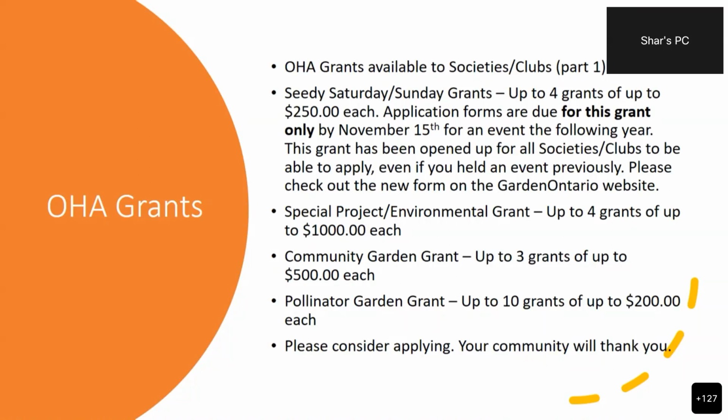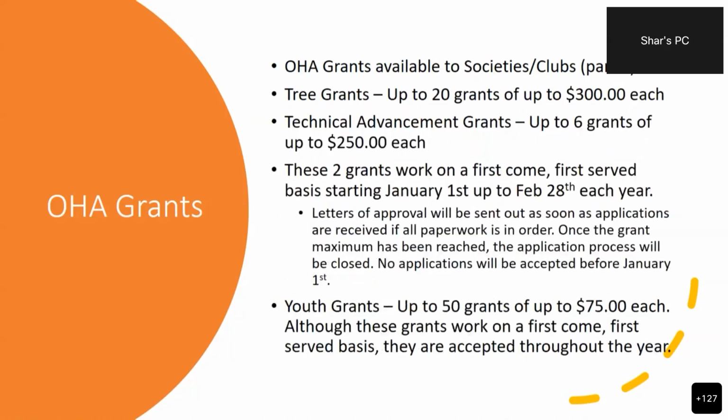Special project and environmental grants, we have up to 4 of $1,000 each. Community garden grants are up to 3 of up to $500 each. The pollinator garden grants, we have up to 10, up to $200 each. Please consider applying. Your community will definitely thank you. Deadline for all of these applications is on or before February 28th.